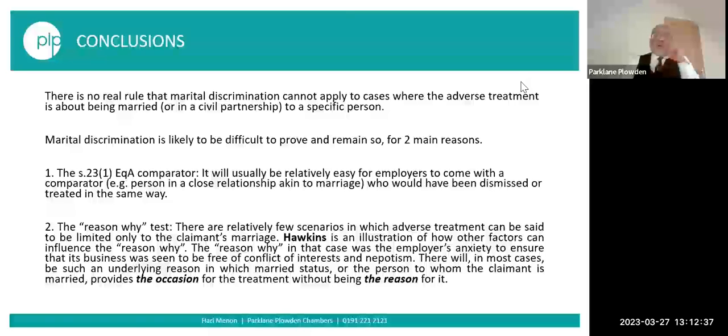And the other reason why it is difficult to prove marital discrimination is that there are relatively few scenarios in which the adverse treatment can be said to be limited to the fact of the claimant's marriage. You can have an employer who's particularly crass, who might say something like, we don't promote married women, right? So that would be a case of direct marital discrimination. But how many cases would that happen? And Hawkins is a particular illustration of this, because marriage was something which provided the occasion for the treatment without being the reason for it.